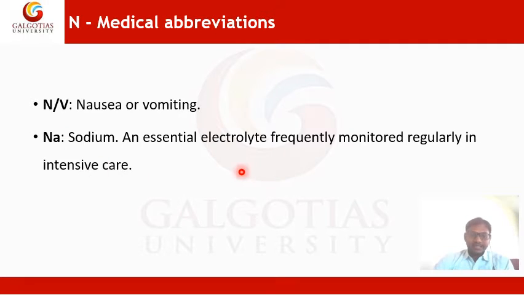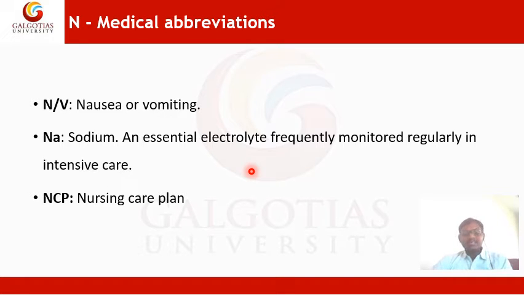Next one, Na. Na is one of the electrolytes, sodium, an essential electrolyte frequently monitored regularly in the intensive care unit. And NCP, nursing care plan. NCP is decided by the doctor. When the doctor visits the patient, he mentions in the prescription NCP: what the nurse has to do during the patient observation. That is the short form, NCP.